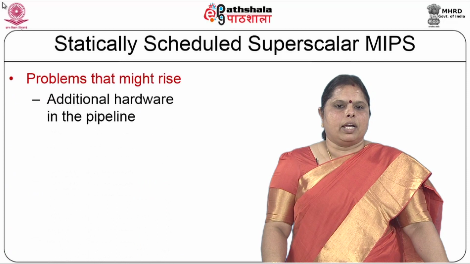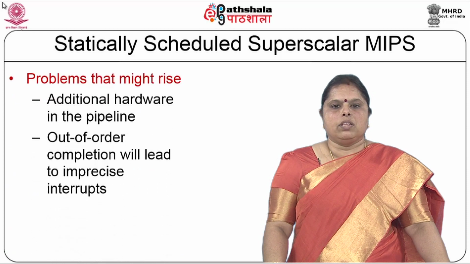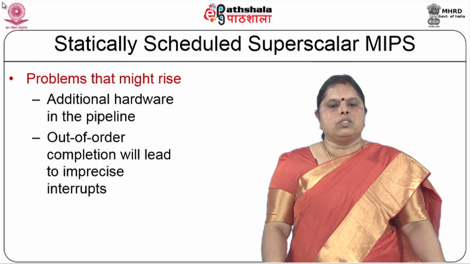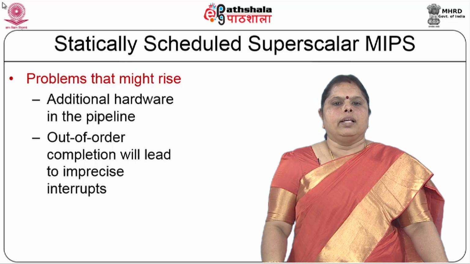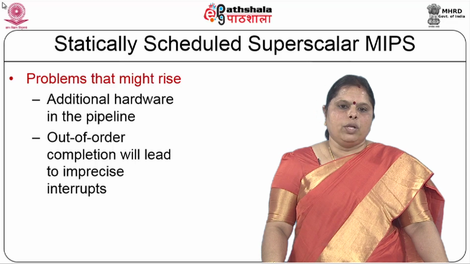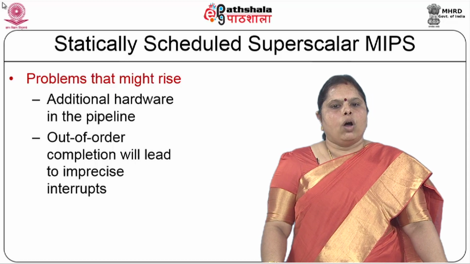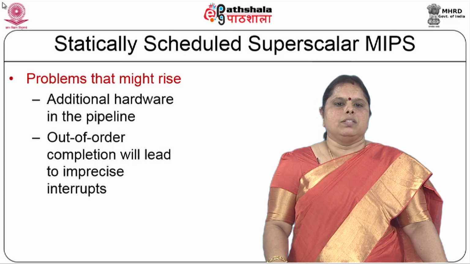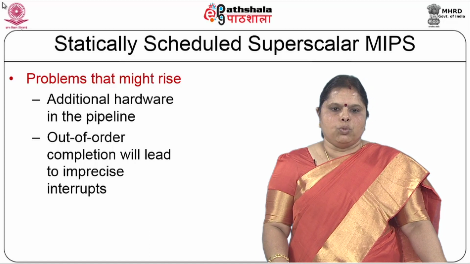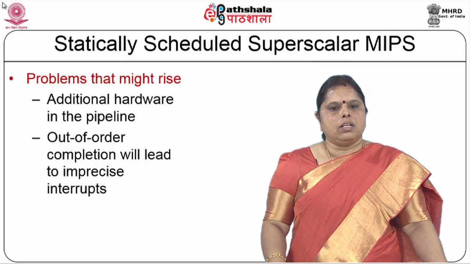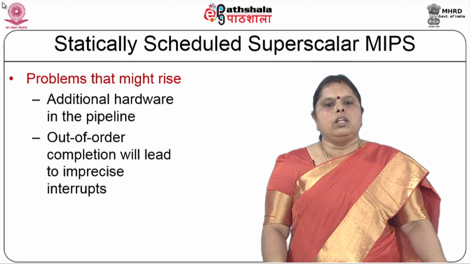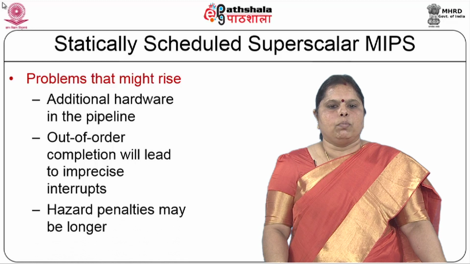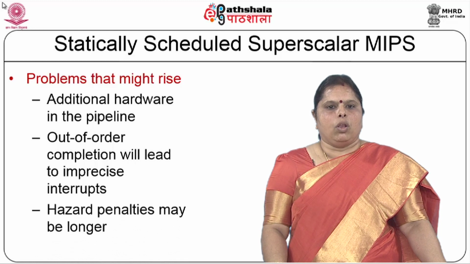The problems that might arise here are, obviously you may have to have additional hardware in the pipeline, because you are trying to fetch multiple instructions, decode multiple instructions and issue multiple instructions, and you are also executing multiple instructions. So, you need to have additional hardware in the pipeline. Now, out of order completion among these instructions: though these 2 instructions have been issued together, it is quite possible that the second instruction may finish out of order. It may finish before the first instruction. That will obviously lead to imprecise interrupts. So, that will have to be handled, and hazard penalties may be longer here.